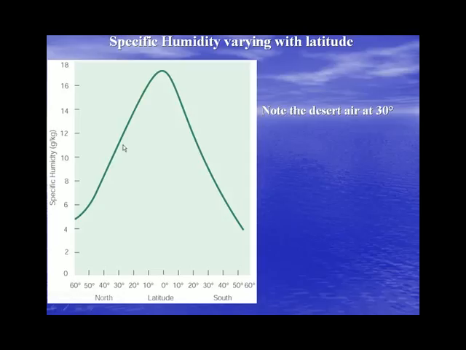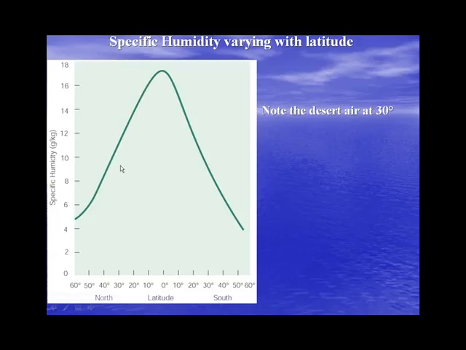And notice as we go toward the poles, the amount of moisture in terms of specific humidity begins to decrease, with the maximum being up here at the equatorial regions. Now, do you notice, if you look at 30 degrees north, the value of specific humidity is about 10. If we look at 30 degrees south, the value of specific humidity is about 9.